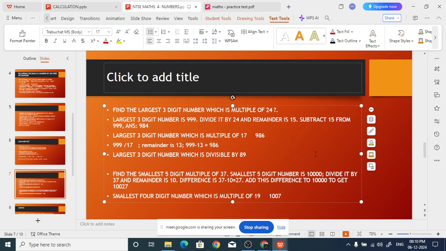Okay, do this one problem. Largest three-digit number which is divisible by 89. Can you do it? Yes, sir. Try and do it.